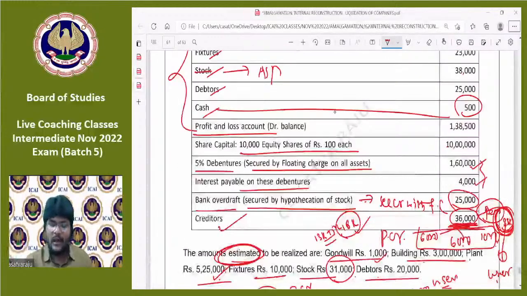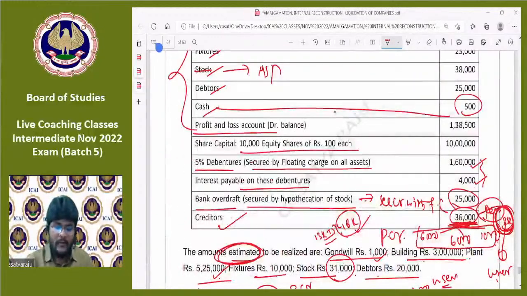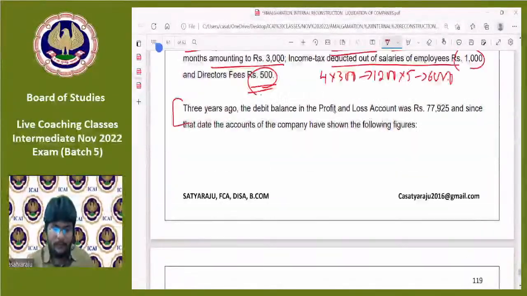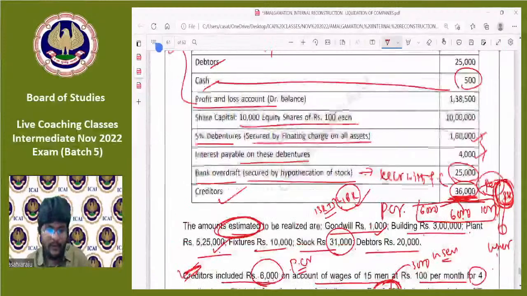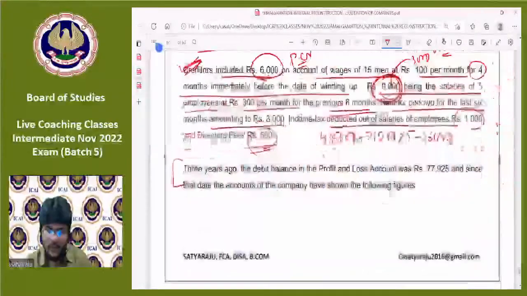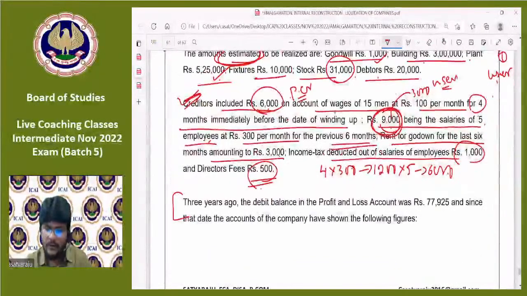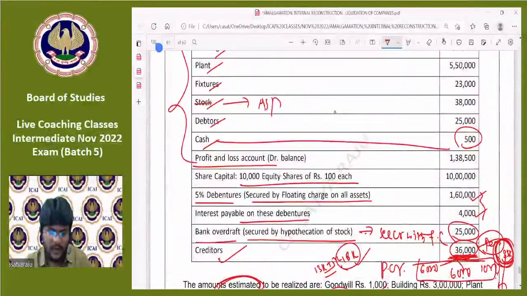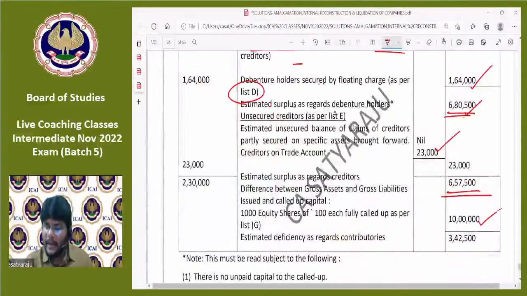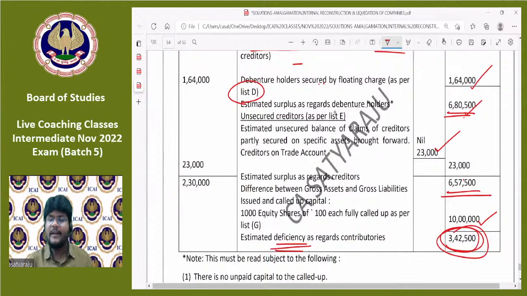Then start making for the paid up value of equity and preference. Here in the problem, where the equity and preference share capital was given, come down, guys. Where it was given, equity and preference share capital. Here it is there, equity share capital 10 lakhs. Put the paid up capital. Then 6,57,500 minus 10 lakhs means 3,42,500 is a deficiency, which is known as deficit.